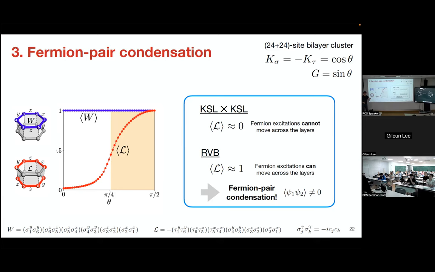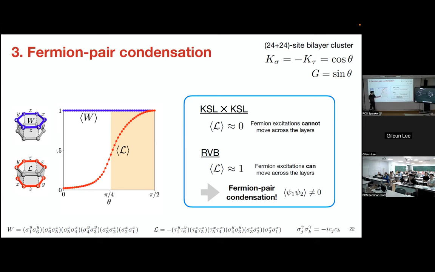Because we want to probe the condensation of a fermion pair between the layers. If there is no fermion condensation, then the fermion excitation on the upper layer and the fermion excitation on the bottom layer are distinct objects. They are completely different excitations, right? So they cannot move across the layer. That's why we see a small value close to zero on this side, because there is no correlation between the layers in the Kitaev spin liquid bilayer state, right?